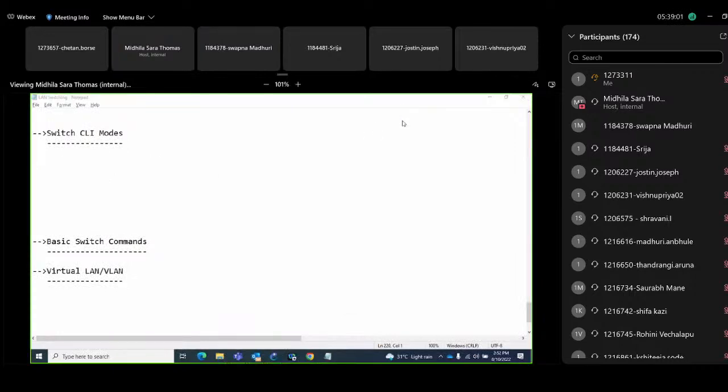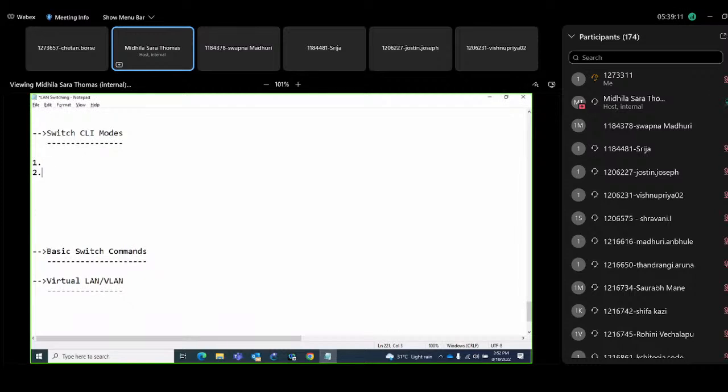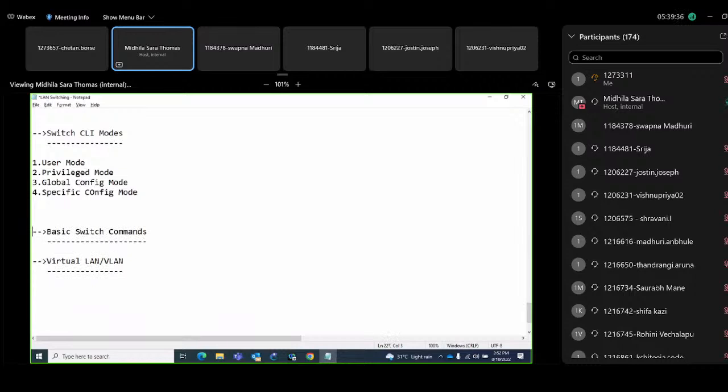Okay. So these things, whatever I'm going to show you now, you already know. Tell me, what are the four modes? By now you should be telling it like water. User mode, privileged mode, global configuration mode, and specific configuration mode. Okay. Now you know these things, right?